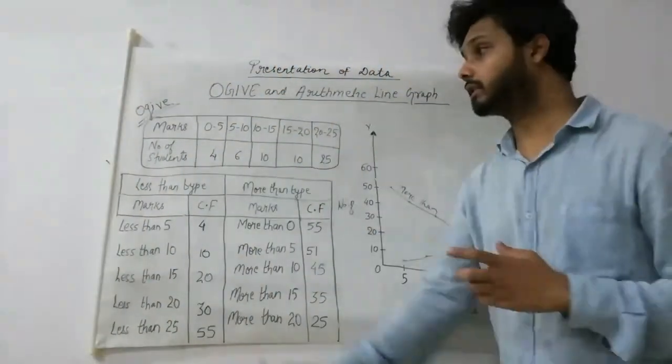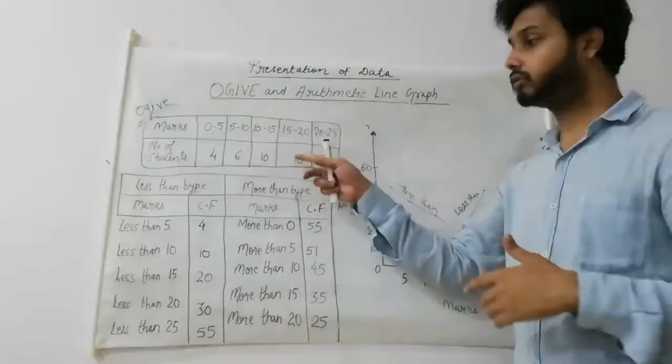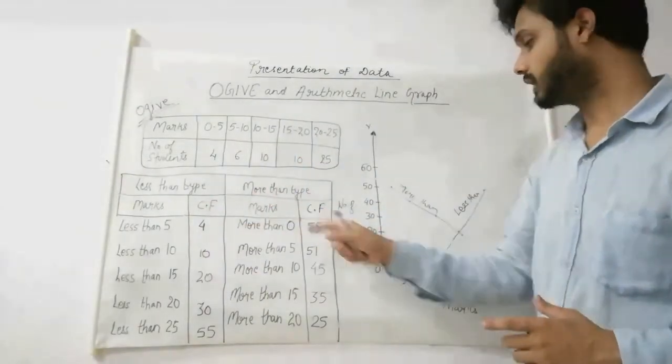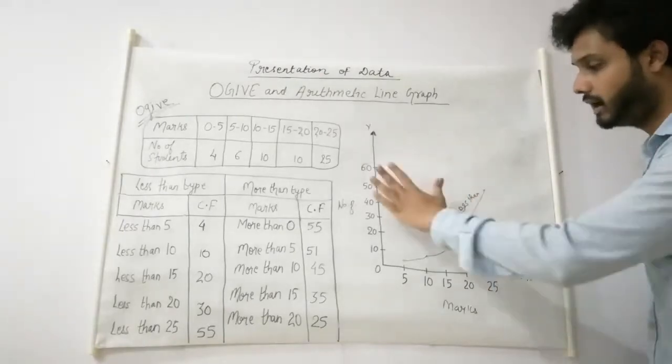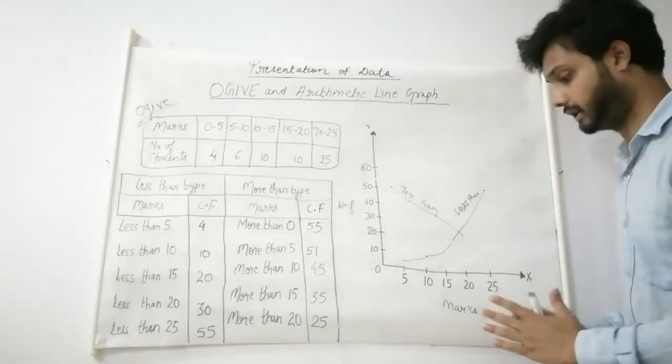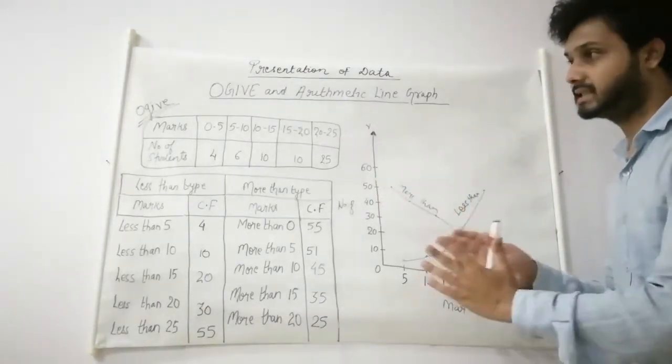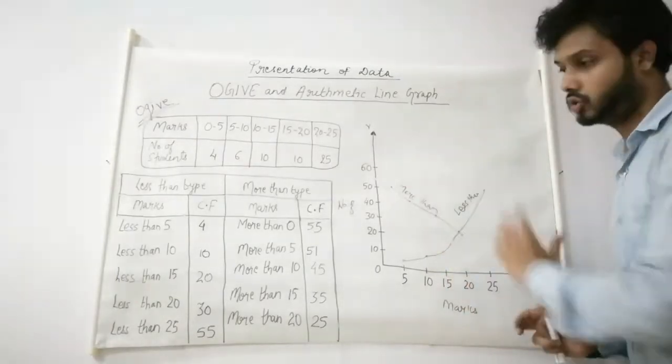And this is how we can make the ogive for both the methods, less than and more than. What we did was we just converted the following information into less than and more than, and we have just pointed out and made the lines separately. So this is our less than and more than combined ogive.